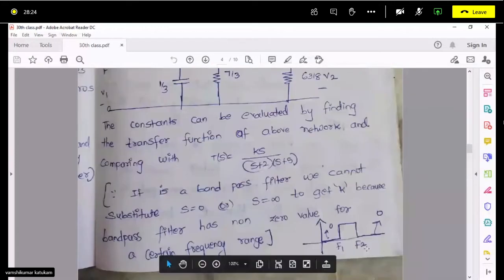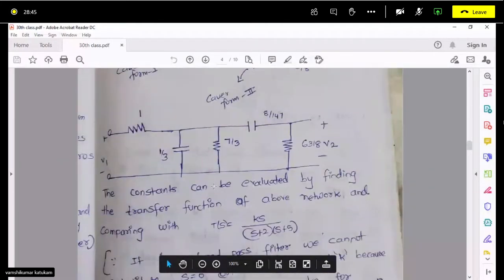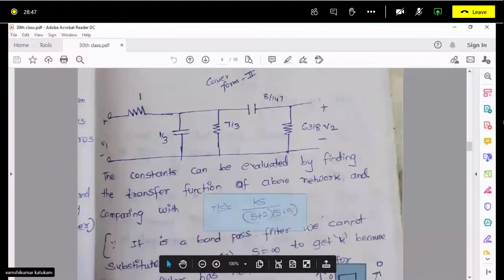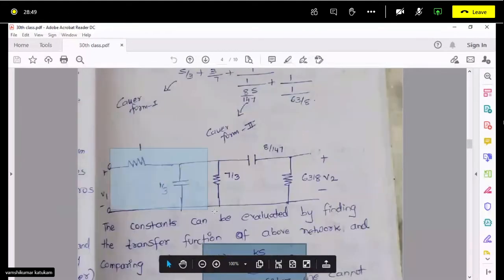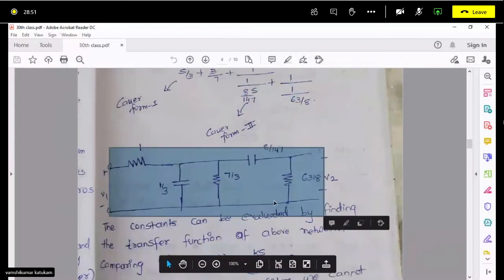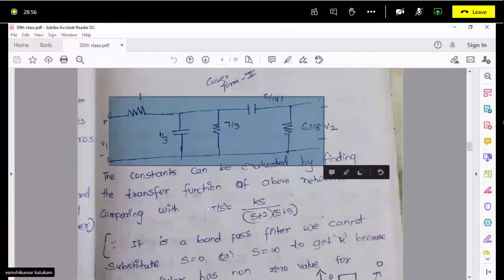You can see the band pass filter is this. It will have a non-zero value, or it will allow frequencies in a certain range. Okay, so at s equal to 0 or at s equal to infinity, it is 0. That's why you have it only in a certain frequency range. So how to get the constant in that case is, you have the transfer function as it is, and get the transfer function of this, because you know all the values, v2 upon v1, you can get it and compare, then you will get the k.